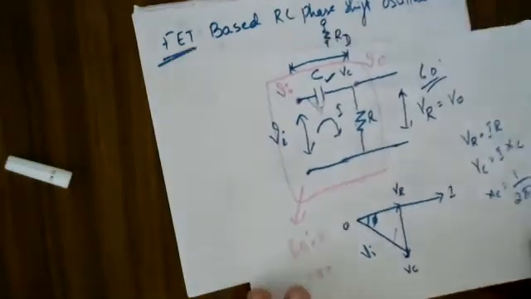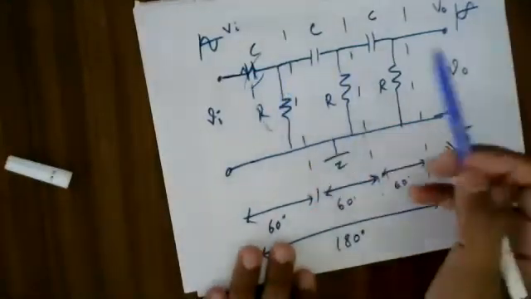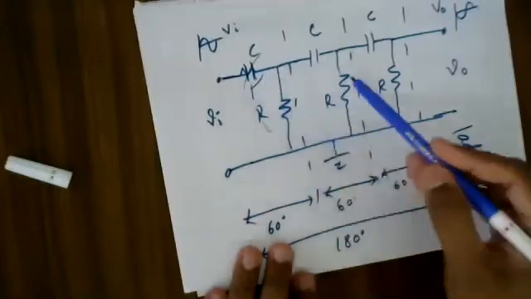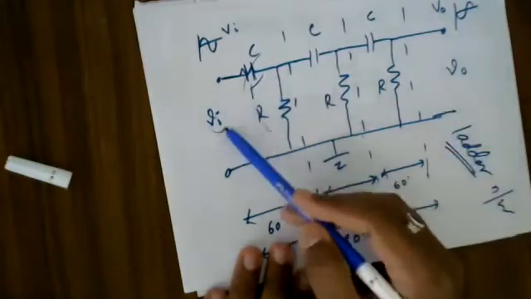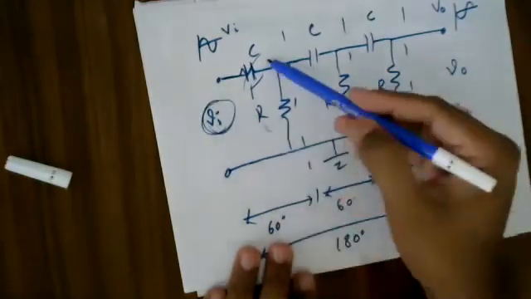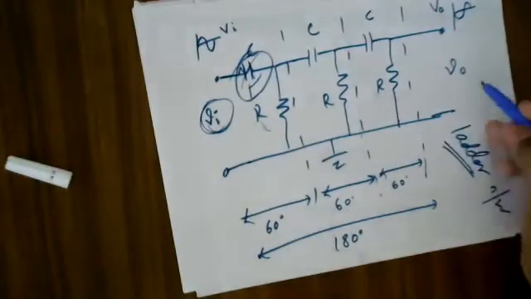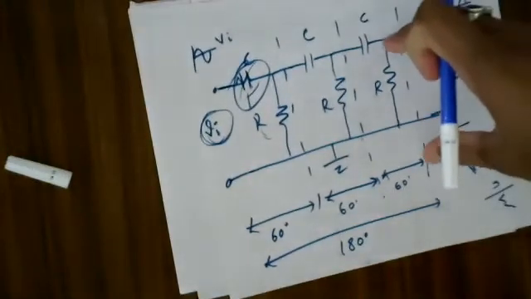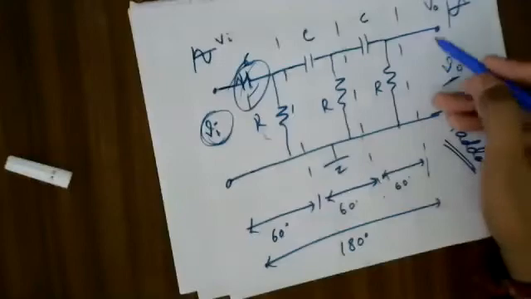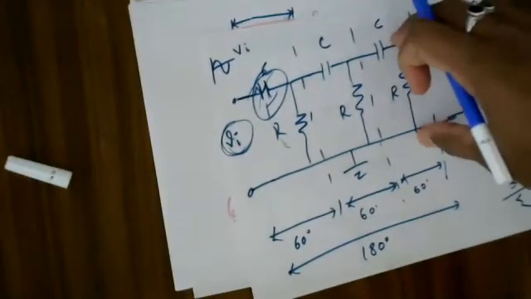Now the same circuit I'm able to replicate over here as a ladder circuit, wherein I'm having three such pairs of RC. This is one pair, second pair, and the third pair. If you see my input, wherever I'm giving my input, the first component I'm having is my C. If you see my output, I don't have a component C here because I want to measure the output, and the output has to be measured across the resistance.